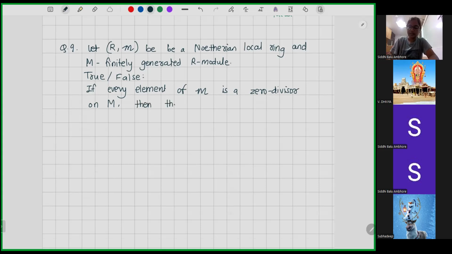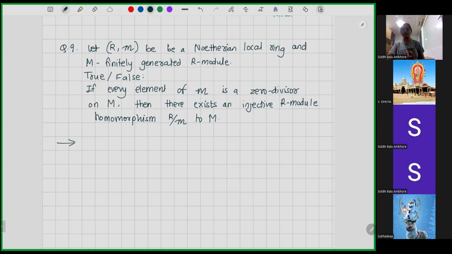then there exists an injective R module homomorphism R mod m to M. Okay, so in short, they are saying this R mod m to M is an injective map as R module.